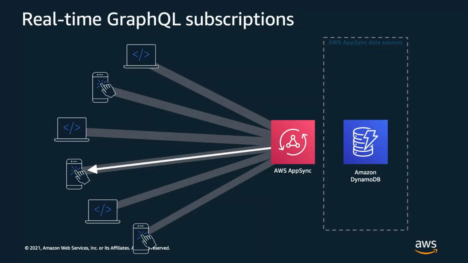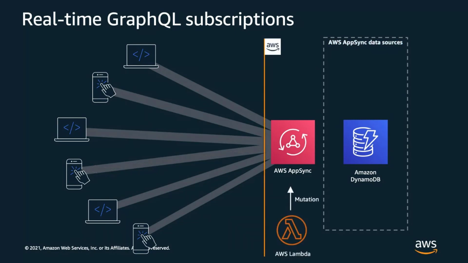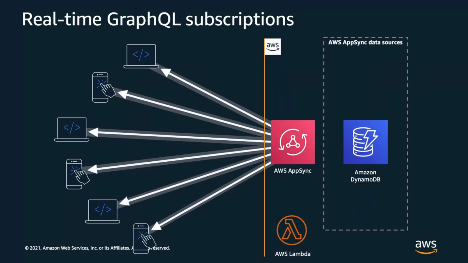But what about backend data? How can I push backend data to connected clients, to connected front ends? I may have a backend process. For example, I may have a Lambda function, and that backend process executes a mutation against AppSync. So again, we are in a situation that is same as before. AppSync sends a request to DynamoDB after performing authorization check and executing resolver business logic. Then it performs the put item on a DynamoDB, and after the data is saved to the data source, AppSync automatically broadcasts data to all connected subscribed clients.